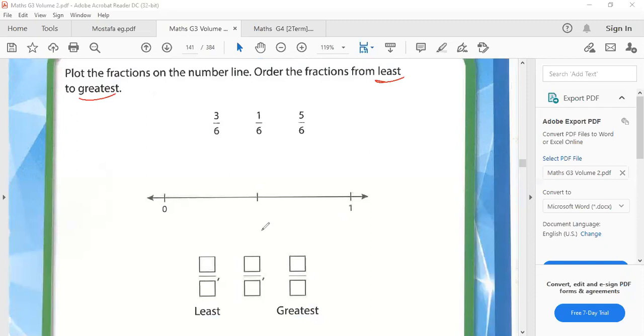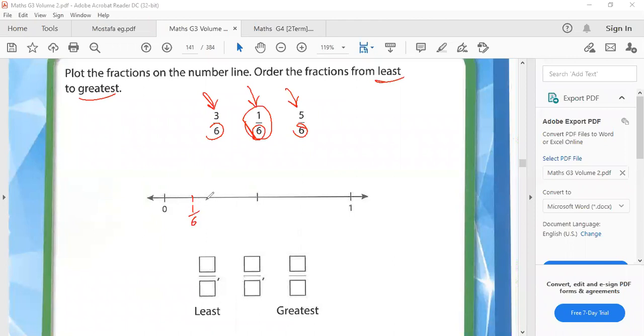Okay, I can see here that three fractions have the same number down, 6, 6, 6. So let's look at the numerator. Numerator: 3, 1, and 5. Which is the least one? The least one is 1 out of 6. 1 over 6 will be the least one. So we're going to start with 1 over 6 here.